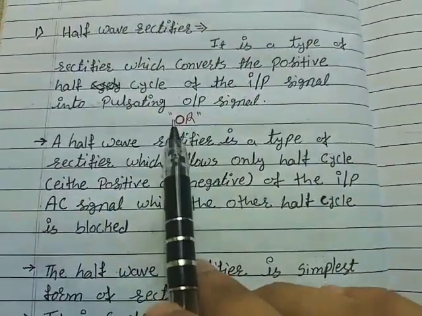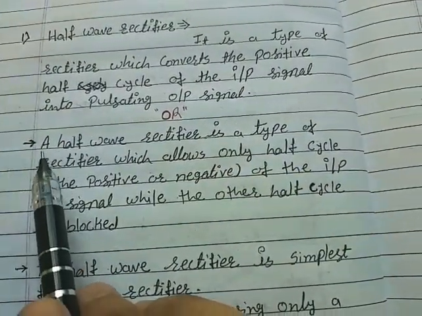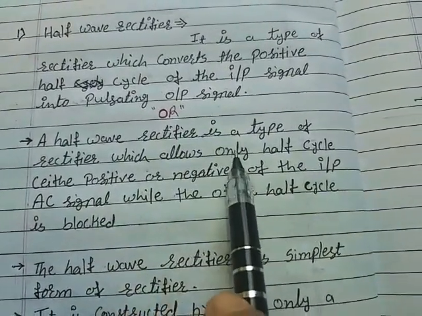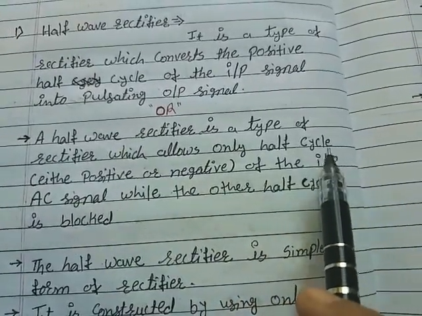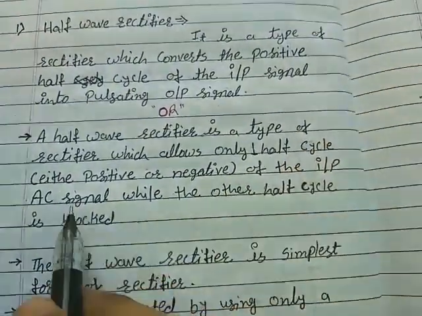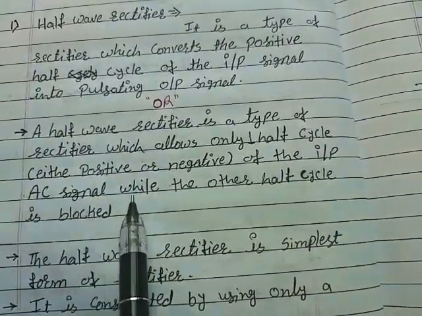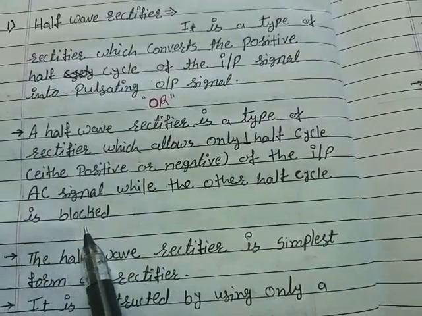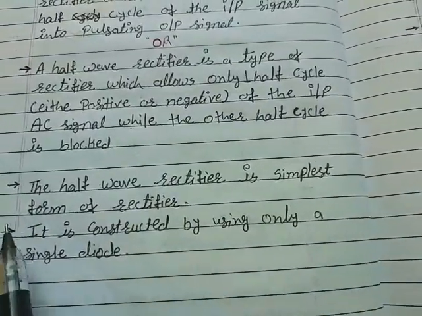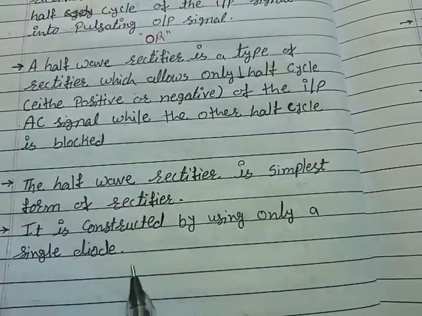Or if I want to describe the half wave rectifier in other words, I can say this: a half wave rectifier is a type of rectifier which allows only one half cycle, either positive or negative, of the input AC signal, while the other half cycle is blocked. The half wave rectifier is the simplest form of rectifier. It is constructed by using only a single diode.